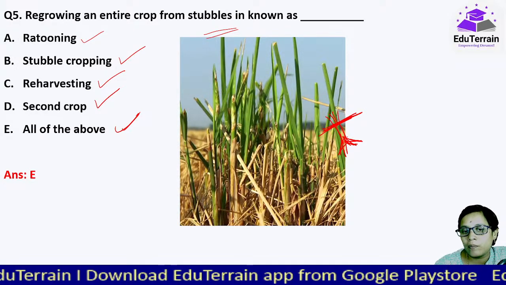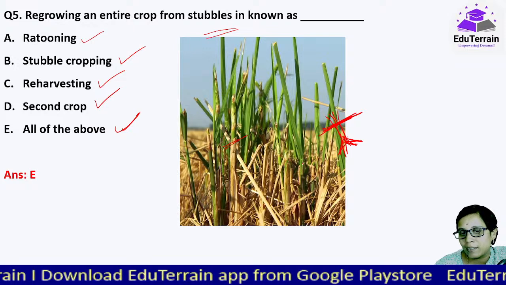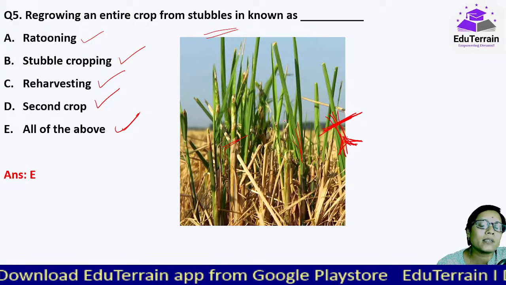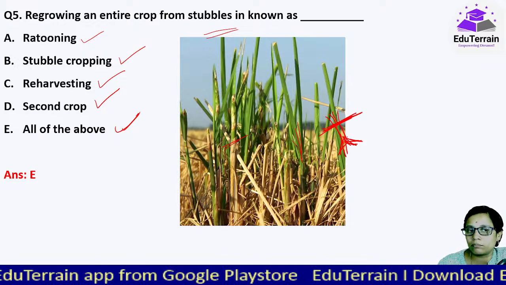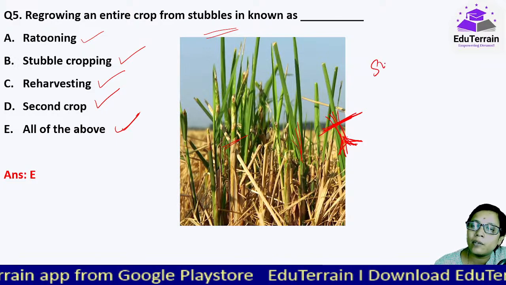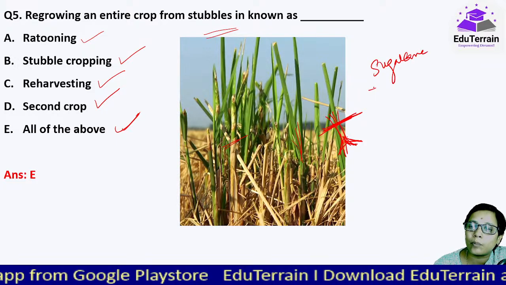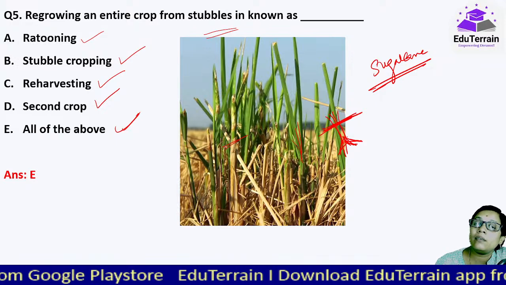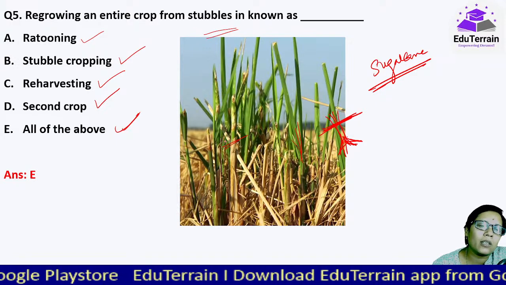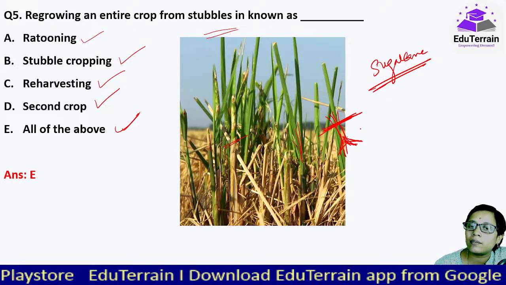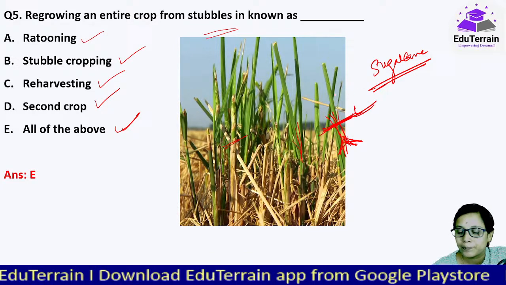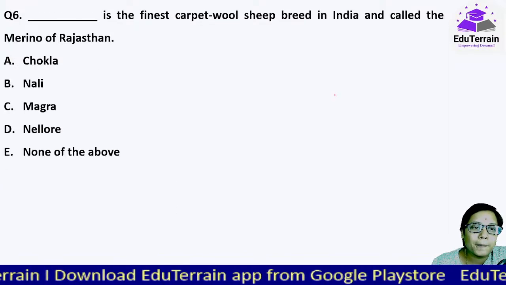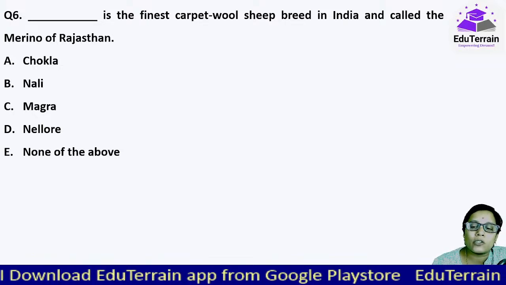See here, they have cut the paddy. Actually, this is paddy. See, it has resprouted. Though in India, it is not common to go for ratoon crop for paddy. In India, we generally go for sugarcane ratoon cropping. But in some countries, like Kenya, they have highlighted that they go for ratoon cropping of paddy as well. So this is one. Moving on to our next question.